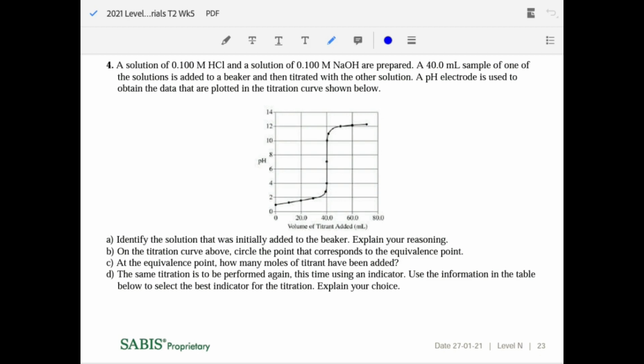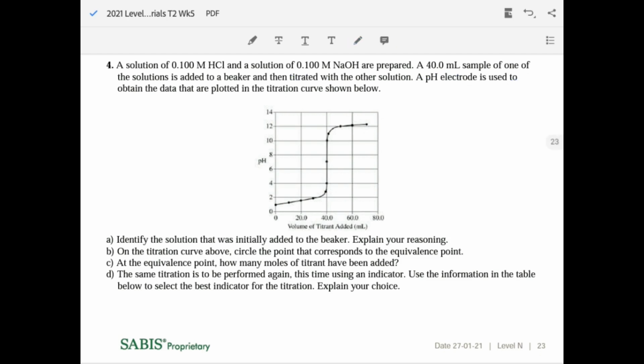On the titration curve, circle the equivalence point. So equivalence is when you have number of moles of base equals number of moles of acid. So 0.1, the concentrations are equal, so the one with the same volume, the moles are equal. So 40, it's at this point. At the equivalence point, how many moles of titrant? So I said same moles, so 0.1, 40, and then times 10 power minus 3, because it's milliliter and you need it in liter.